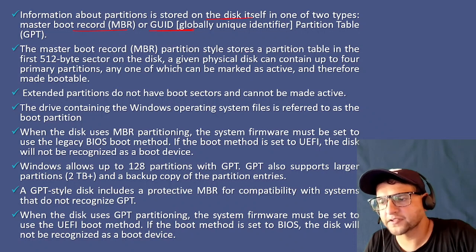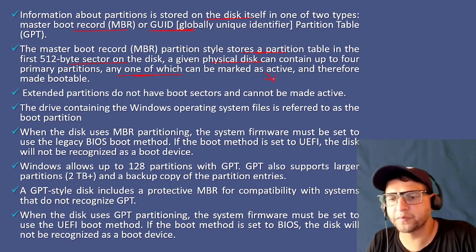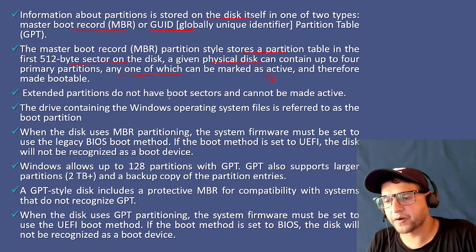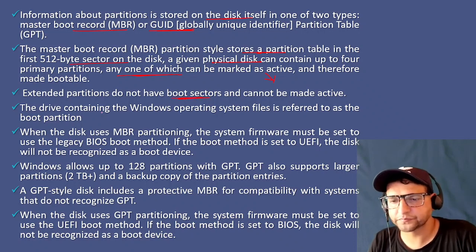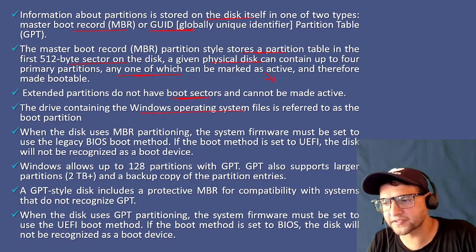The master boot record partition style stores a partition table in the first 512-byte sector on the disk. A given physical disk can contain up to 4 primary partitions, any one of which can be marked as active. So that active partition has the operating system and is therefore made bootable. An extended partition does not have a boot sector and cannot be made active. The drive containing the Windows operating system files is known as the boot partition.